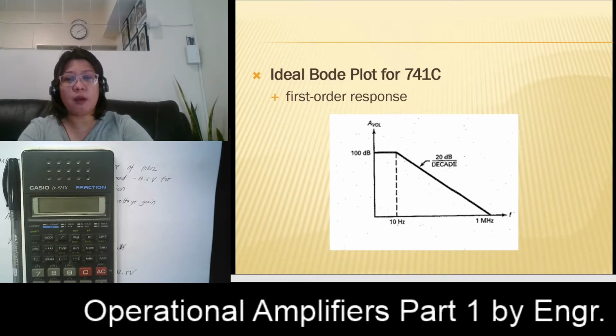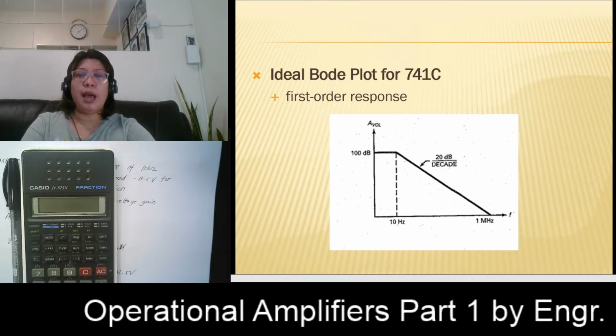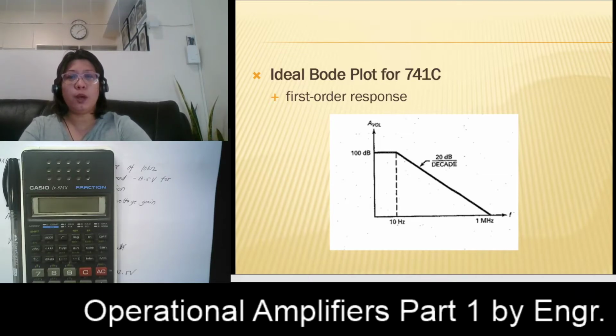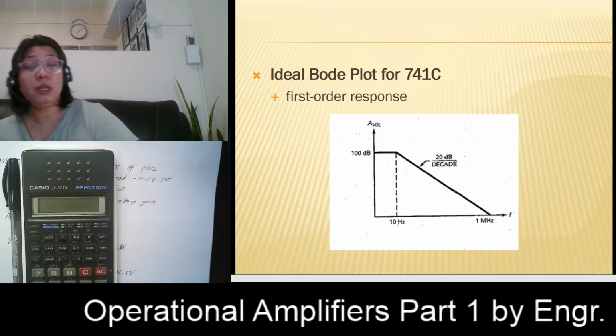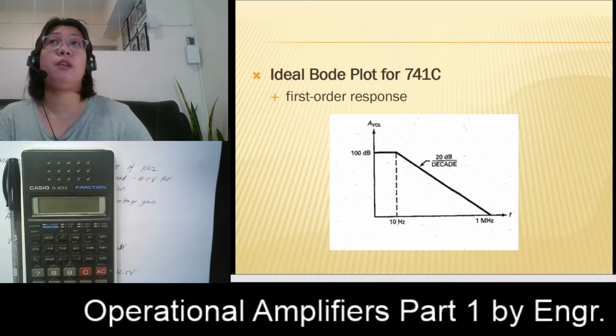But because of the compensating capacitor, we have here your 3 dB point. At 10 hertz, your 100 dB will start to decrease. It will be decreasing at a rate of 20 dB per decade until it reaches your 1 megahertz frequency. So 1 megahertz is the unity gain frequency of a 741 operational amplifier.